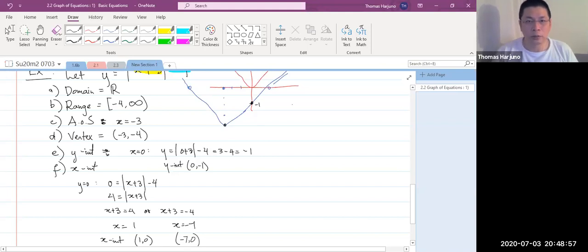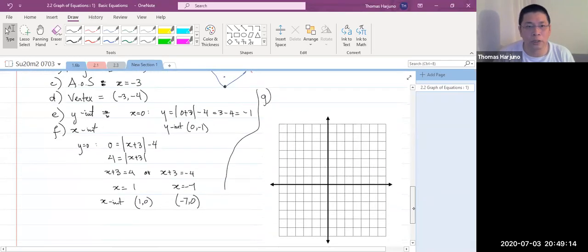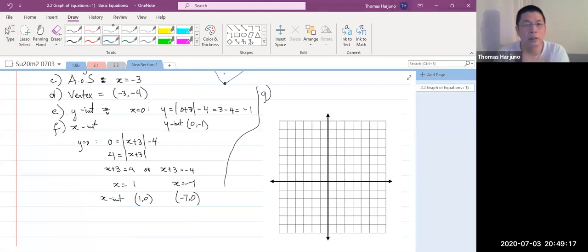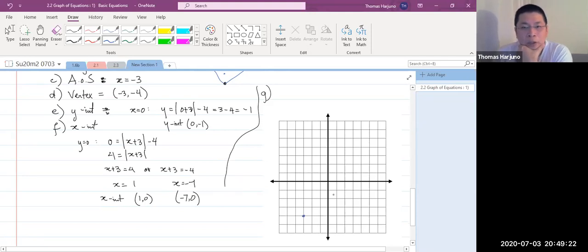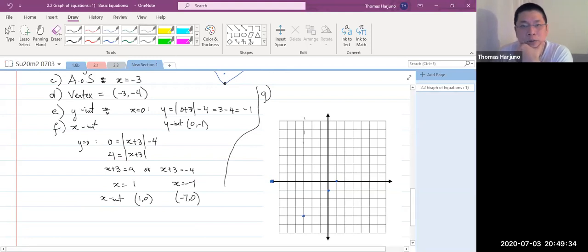Now part G, what's the graph? Let's try to graph that. I put together all the information here. My vertex is (-3, -4). It's here. My y-intercept is (0, -1). The x-intercepts are (1, 0) and (-7, 0). My axis of symmetry is x equals -3. So this is my axis of symmetry.